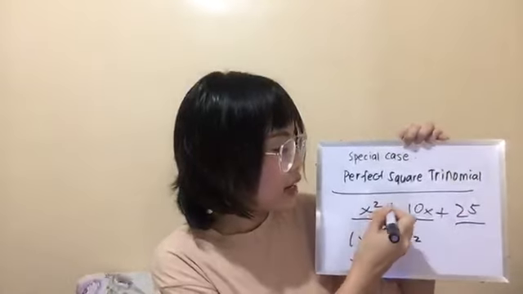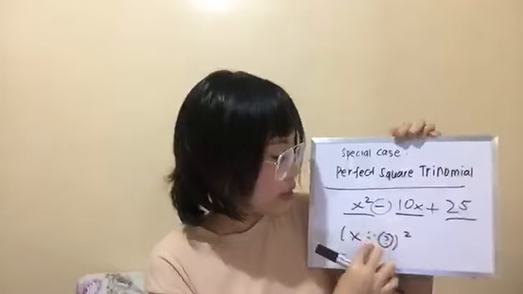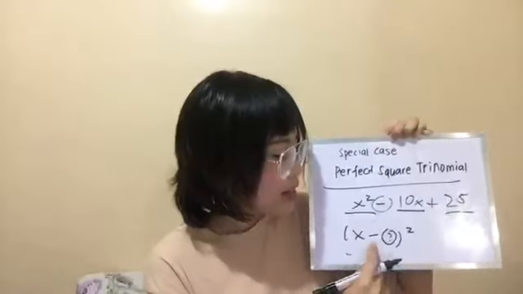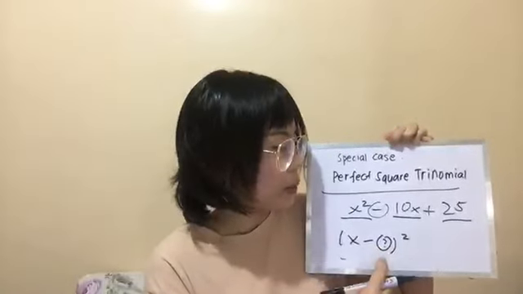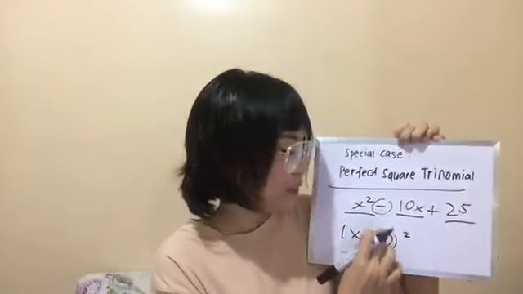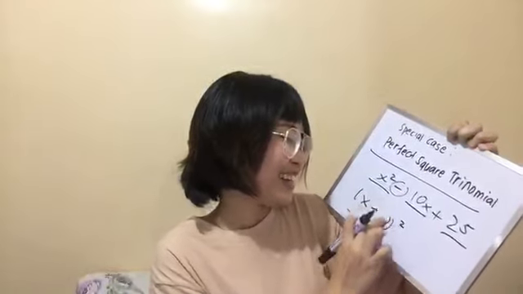You have a negative sign here, meaning the sign would be negative, correct? The sign is negative. Okay, x minus some number would be 5. Yes, that's correct. That's 5. Very good. So my sister is very smart, as you can hear.